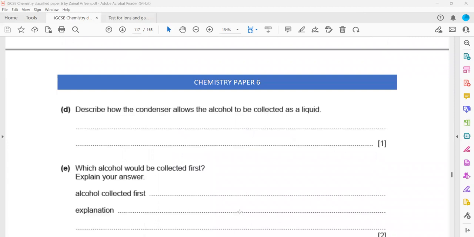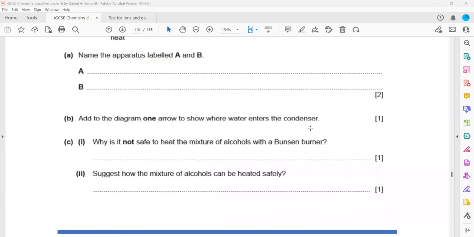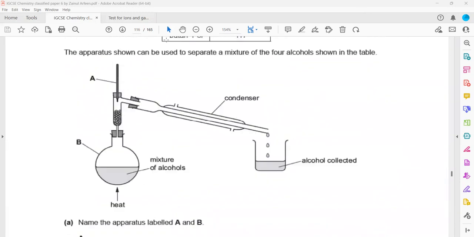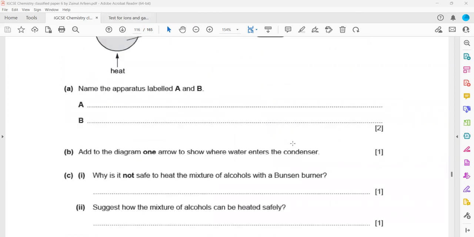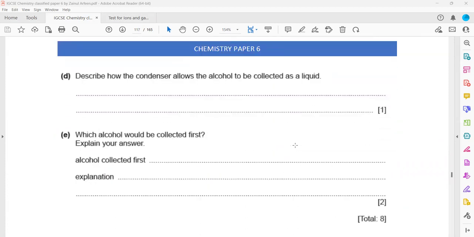Describe how the condenser allows the alcohol to be collected as a liquid. So what is the purpose of the condenser? When vapors are produced here in the fractionating column, the vapors lose energy and condense, losing energy to the water in the water jacket. So basically, the condenser will remove the energy from the vapor and form liquid.